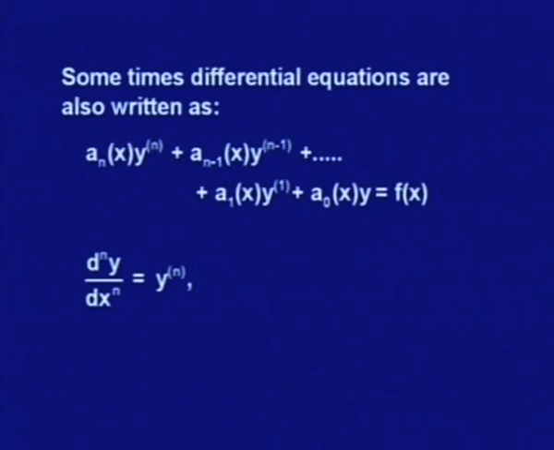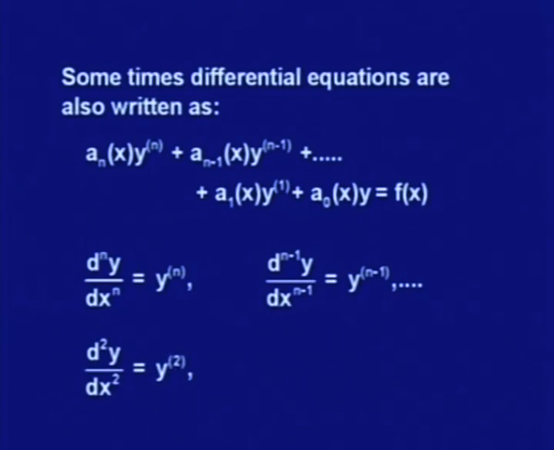Similarly, for the (n minus 1)th derivative, we have used the notation y_{n-1} and so on, for the second derivative y_2 and for the first derivative y_1. These notations are being used so that it is convenient in writing. So, this is also one way of writing the differential equations, and these notations are being used for convenience.